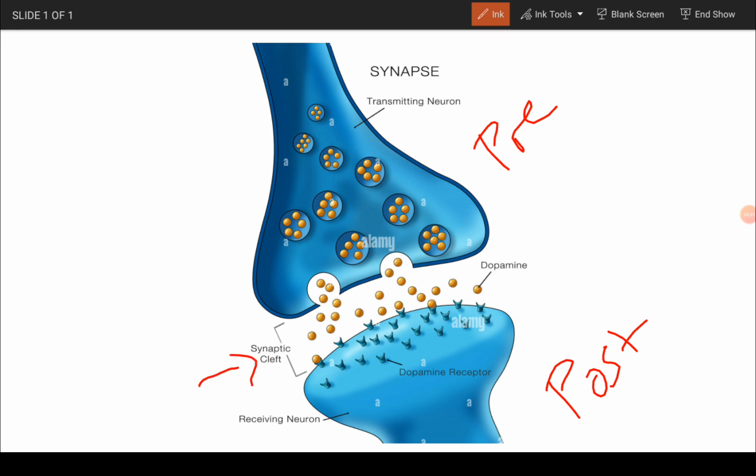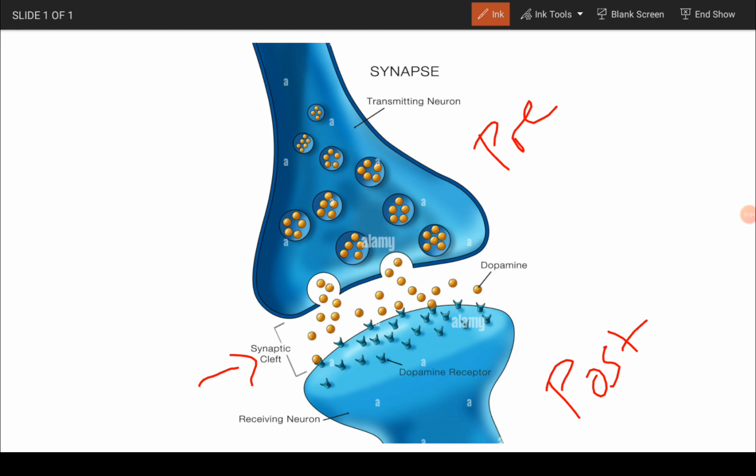Now, when nerve impulses are relayed by a neurotransmitter from the axon of a presynaptic neuron, which is the one sending, to the dendrite of a postsynaptic neuron, which is what's receiving, this is going to be the key process or the key step within synaptic transmission. The pre sends and the post receives.